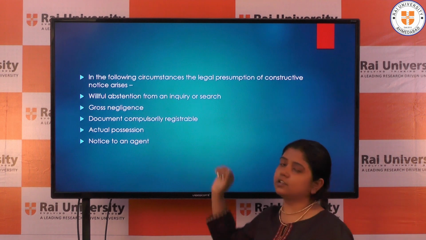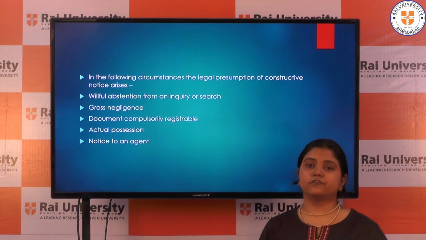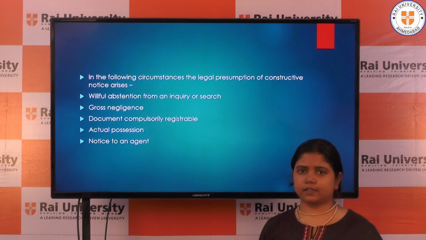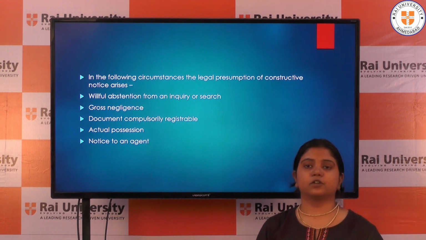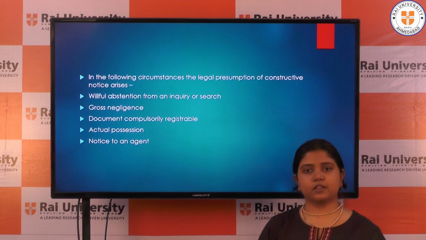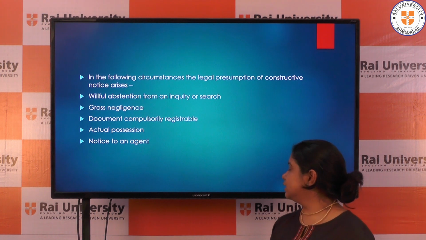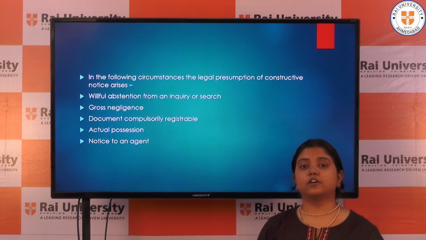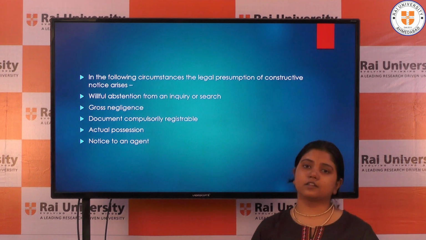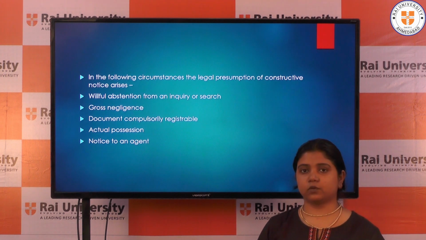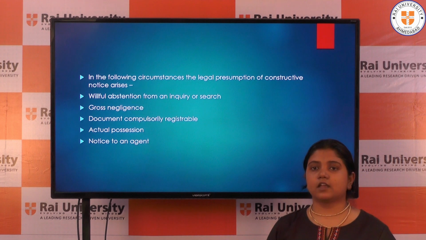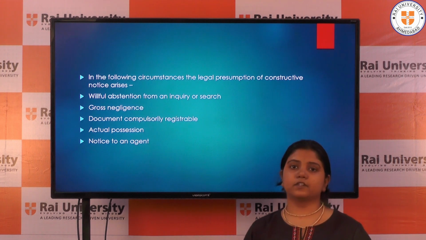The next thing is notice to an agent. If a notice is served to an agent, it will be assumed that the notice is directly served to the principal. There are certain exceptions to it, but the general rule is that if the agent is notified, the principal will be notified as well. So in this case, if the agent is doing a fraudulent act, or if a third party along with the agent is conducting any fraudulent act, in that case only the principal will not be presumed to have been served with the constructive notice. And these are the concepts which we have dealt with.